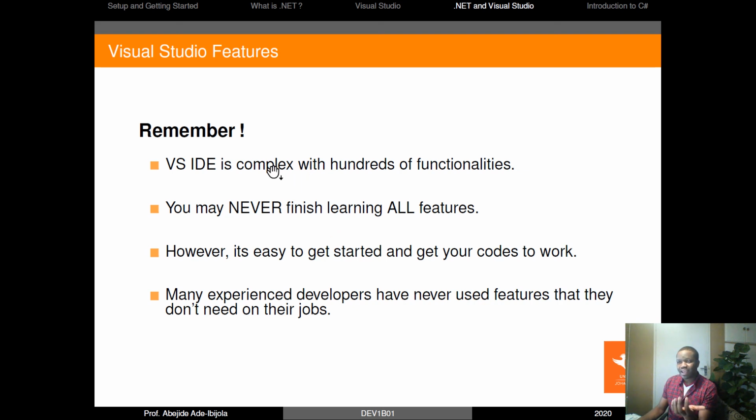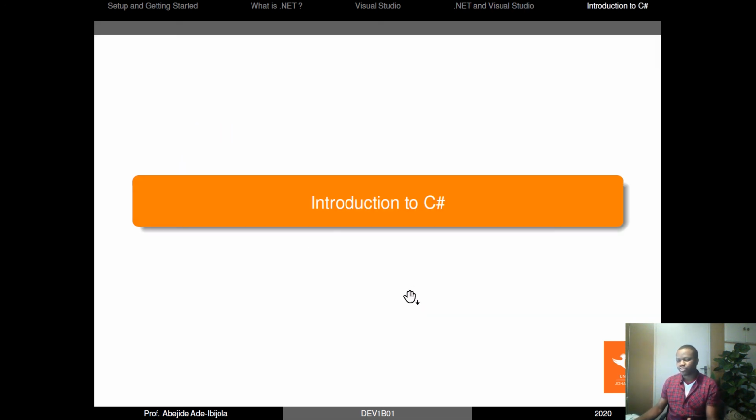There are, like I said, hundreds of functionalities in Visual Studio. You may never ever in your career finish learning this because Microsoft keeps coming up with new things every time. To get started, however, it's very easy. This week we're going to get started. We're going to have a graded lab and we're going to have fun. Many developers throughout their careers have never actually had to use all of the features. Personally, I have been using Visual Studio since 2004, 2005, and that is about 16 years ago. And I've never finished using all of the features in Visual Studio. I have used only the things that I needed to use on every project I've worked on.